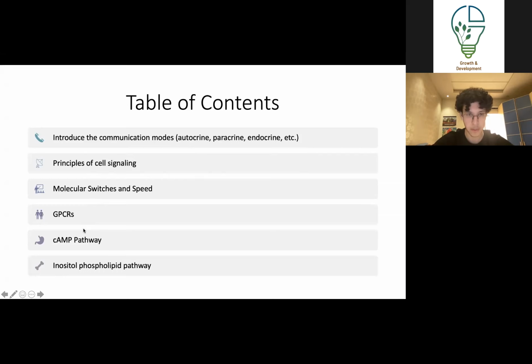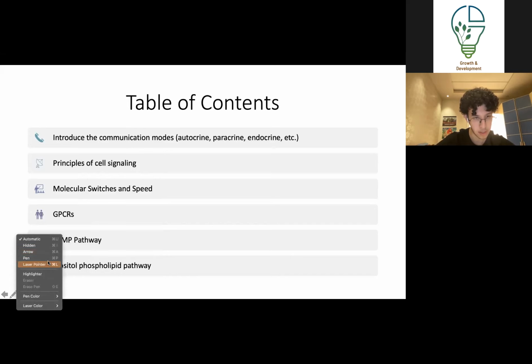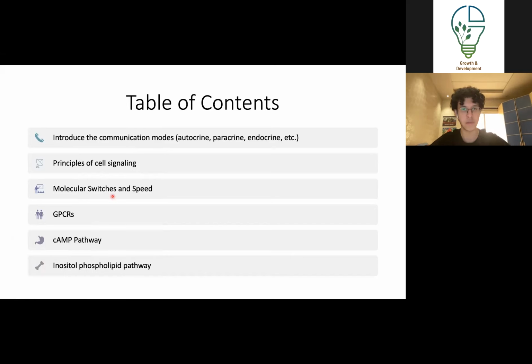Let me turn on my laser pointer. There it is. So the molecular switches in speed, I feel like this may give some people a little difficulty. It is a very important objective. And my assumption is that GPCRs, cyclic AMP, and inositol phospholipid are where everyone's having some difficulty. But we're going to go through everything regardless, until everyone has a good understanding.